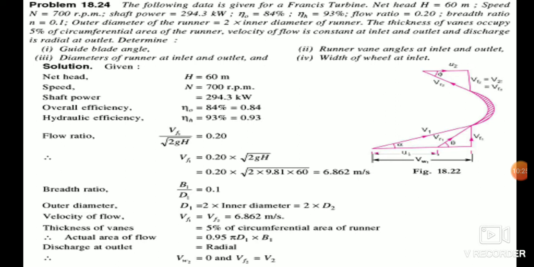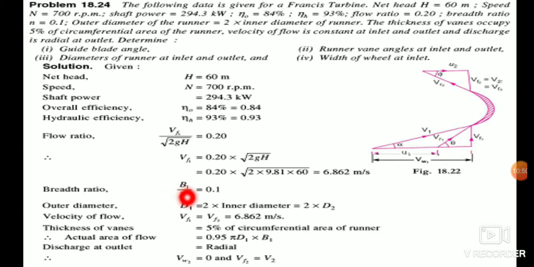We can say flow ratio is given as 0.20, or VF1 divided by square root of 2gH is equal to 0.20. Therefore, VF1 is equal to 0.20 into root 2gH. Then breadth ratio is there: B1 divided by D1 is equal to 0.1. Therefore, B1 is equal to 0.1 into D1.